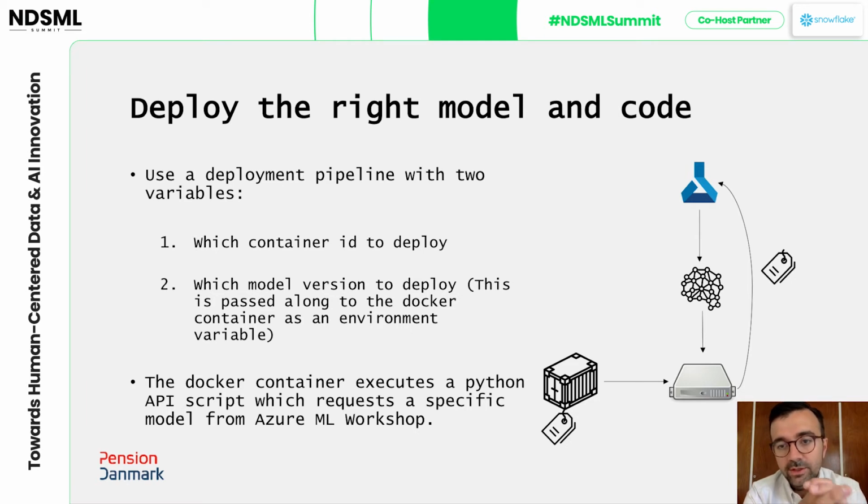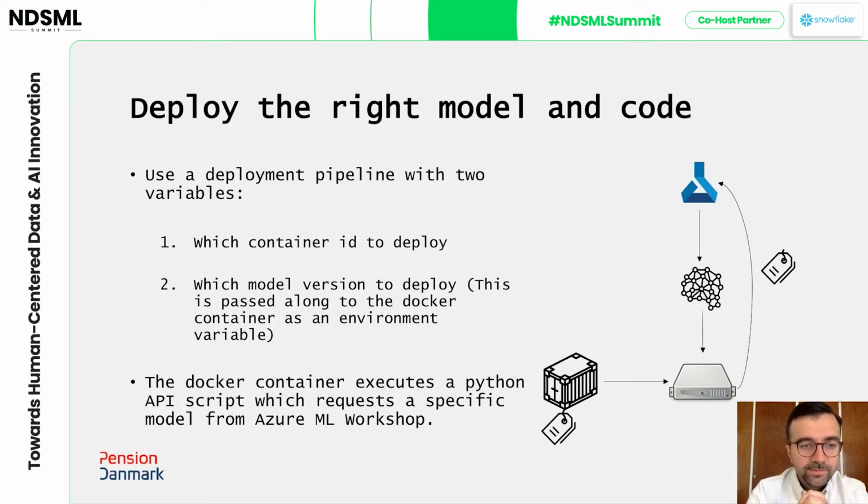or production environment. And when we deploy the Docker container, we provide it with an environment variable that the Docker container exposes to the Python script running inside of it on startup. This environment variable contains the model version that this specific Docker container needs to run. This model version is then used to request Azure ML Workshop for a specific model, and the model is then downloaded from Azure ML Workshop and served as a Flask API on the Docker container.